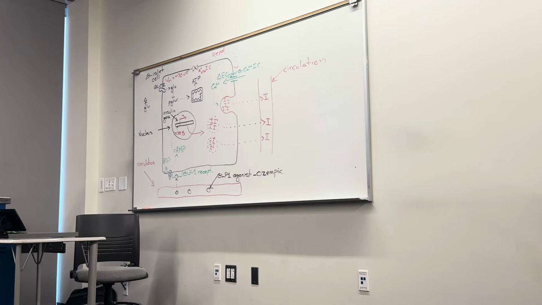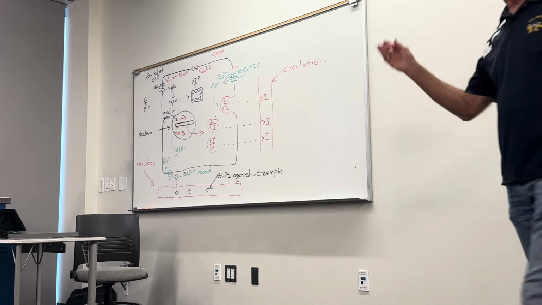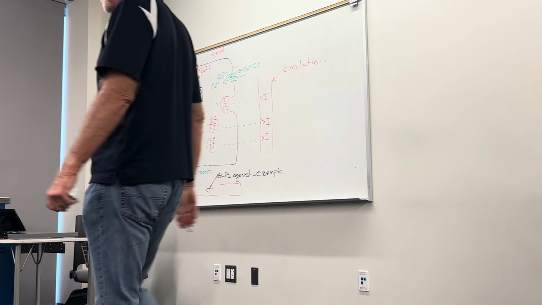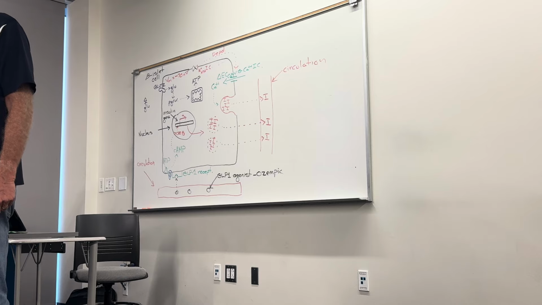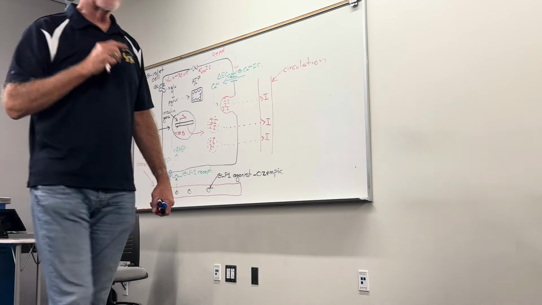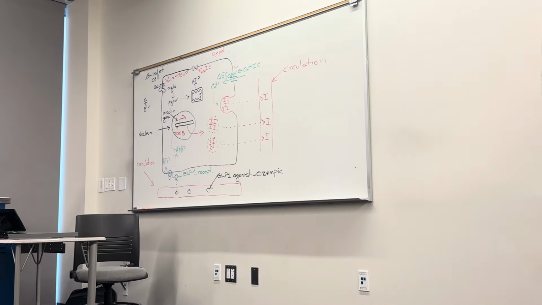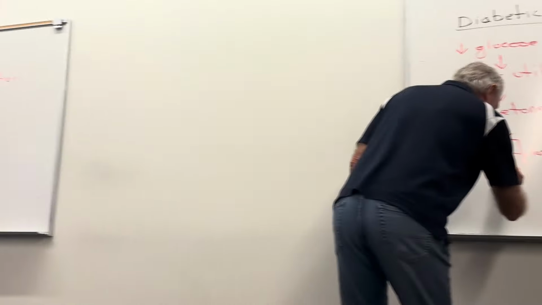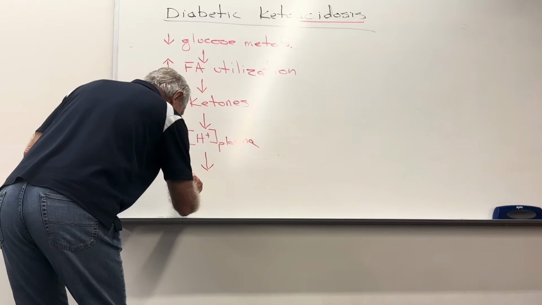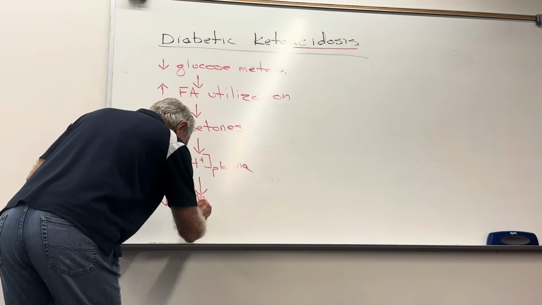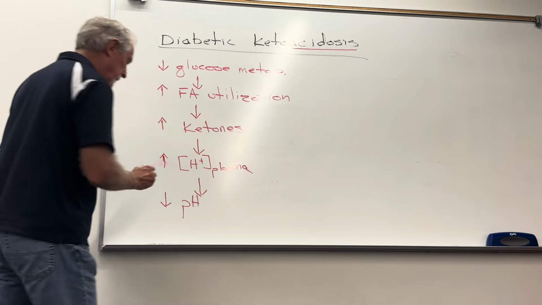By the way, this is a life-threatening phenomenon. This isn't something you just sit there and go, oh yeah, I got ketoacidosis, I think I'll walk around for the next 2 or 3 days. You're going to feel so darn bad that you're going to say, hey, get me to the emergency room. This is an emergency room condition. So this leads to a decrease in pH. And I'm just going to put arterial pH.